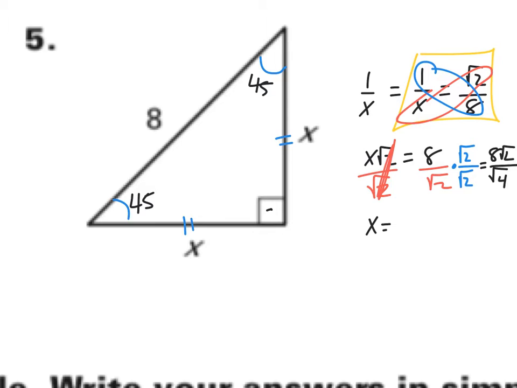Well, what is that really? That's 8 square root of 2 over 2. And 2 goes into 8 4 times. And so my final answer here is 4 square root of 2.